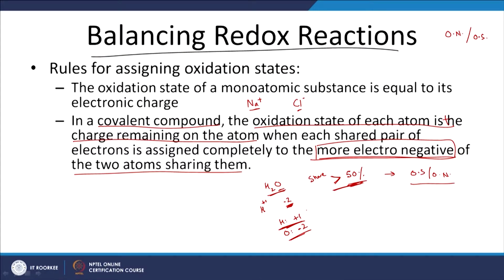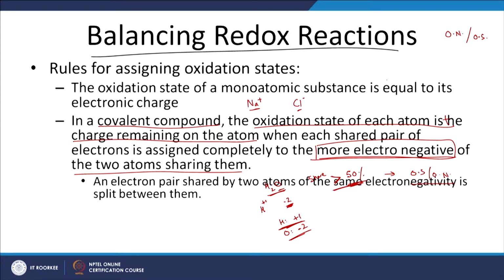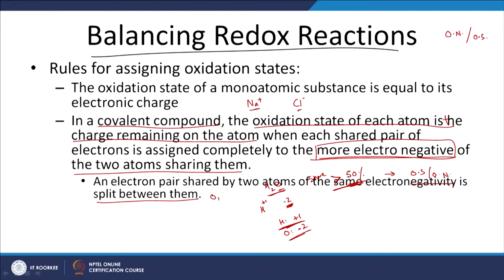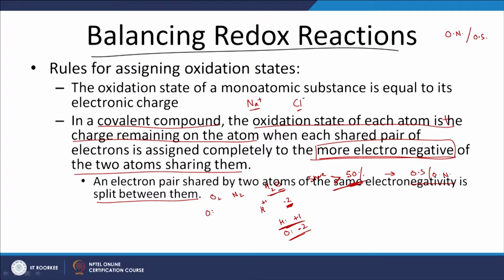Again, something to keep in mind, the relevant basics here. If an electron is shared by two atoms of the same electronegativity, it's split between them. If both atoms have the same electronegativity, the share is 50% each. So for example, if you look at O2 or N2, both the oxygen atoms have the same electronegativity, so they each have a 50% share. So in that case, the oxidation state would be 0 for oxygen.